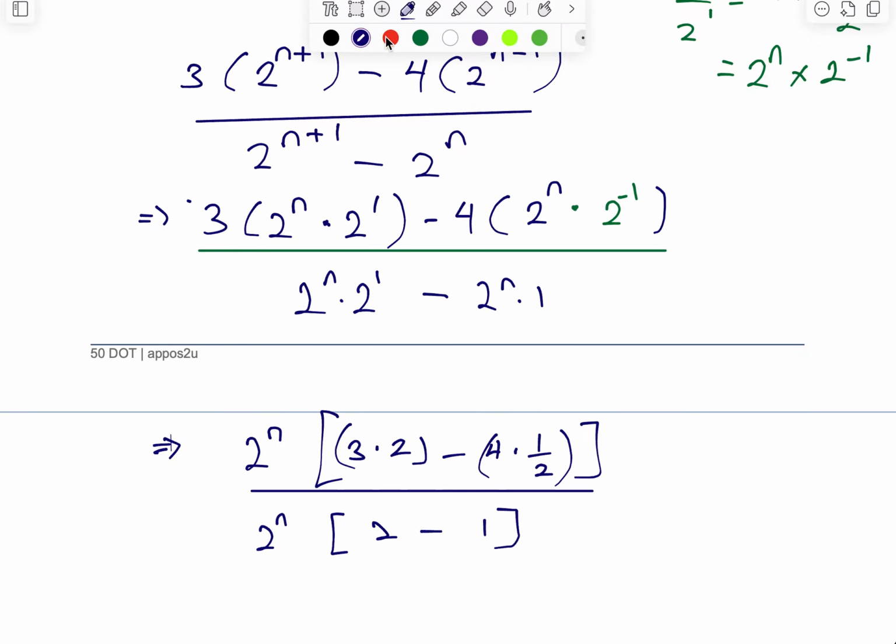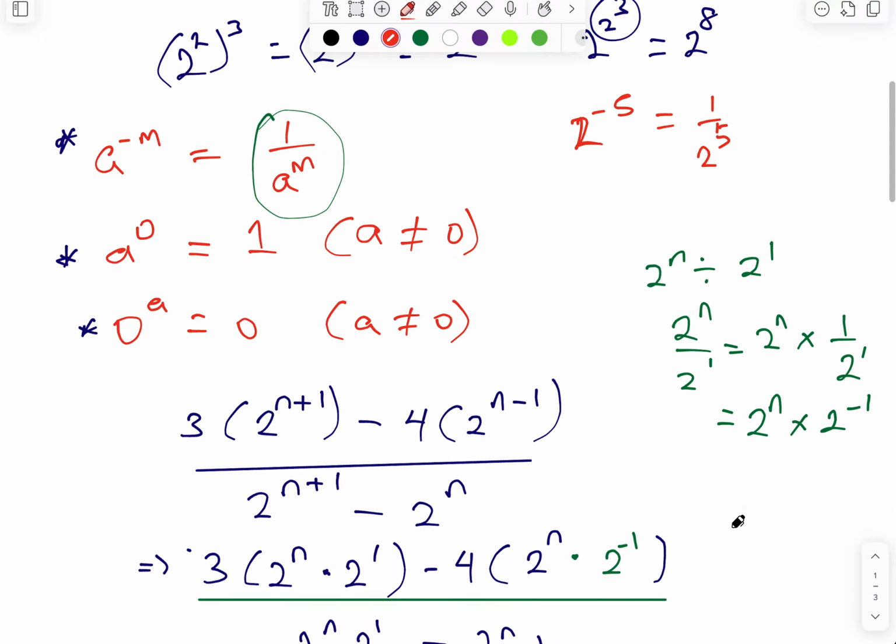And now, that implies that 2 raised to power n can cancel out. And up here, you're going to have 3 times 2 is 6. Then 4 times 1 over 2, that's going to be 2. Then 2 minus 1 is 1. So therefore, at the end of the day, the entire simplification of this is equal to 4.